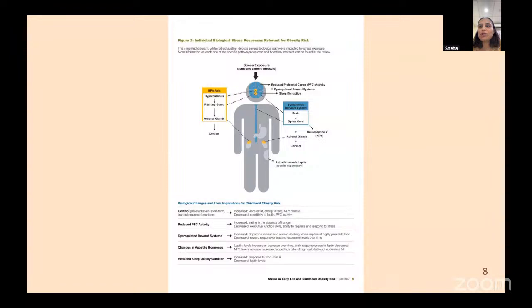I hope everyone saw the slide wherein I explained about the HPA axis and the sympathetic nervous system, how it has effect on the cortisol, the prefrontal cortex activity, reward systems.